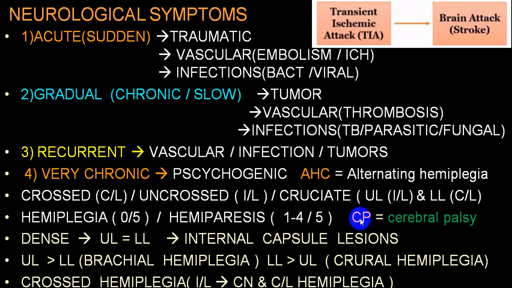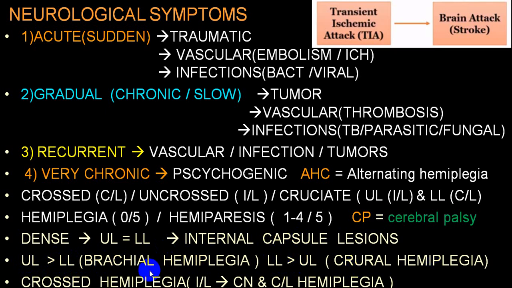There is one congenital variety where a person can present with multiple different varieties of motor involvement. We call it cerebral palsy, which can be right from spastic monoparesis, hemiparesis, paraparesis, tetraparesis, etc., with other parts of the CNS also involved. One term utilized is dense hemiplegia, where the upper limb and lower limb are equally involved, and that is a classical example of internal capsular lesions. When we get the upper limb more involved as compared to the lower limb, very frequently the word utilized is brachial hemiplegia. And when the lower limb is more involved as compared to the upper limb, it is called crural hemiplegia.